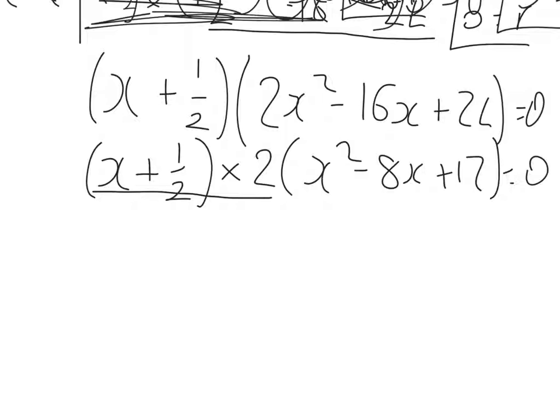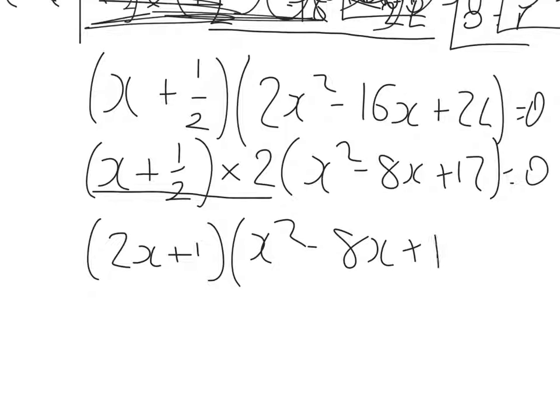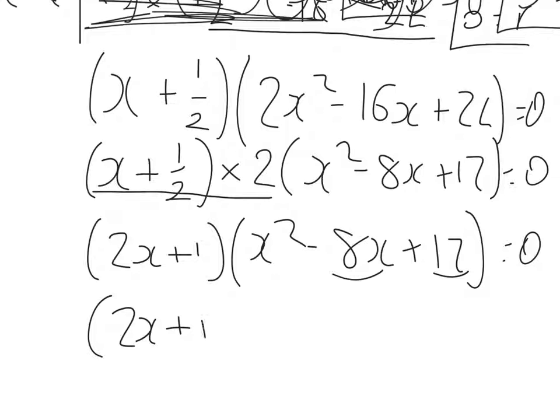So that together will give me 2x plus 1 bracket x squared minus 8x plus 12 equals 0. Two numbers multiplied to give 12, add together give minus 8 is minus 6 and minus 2.